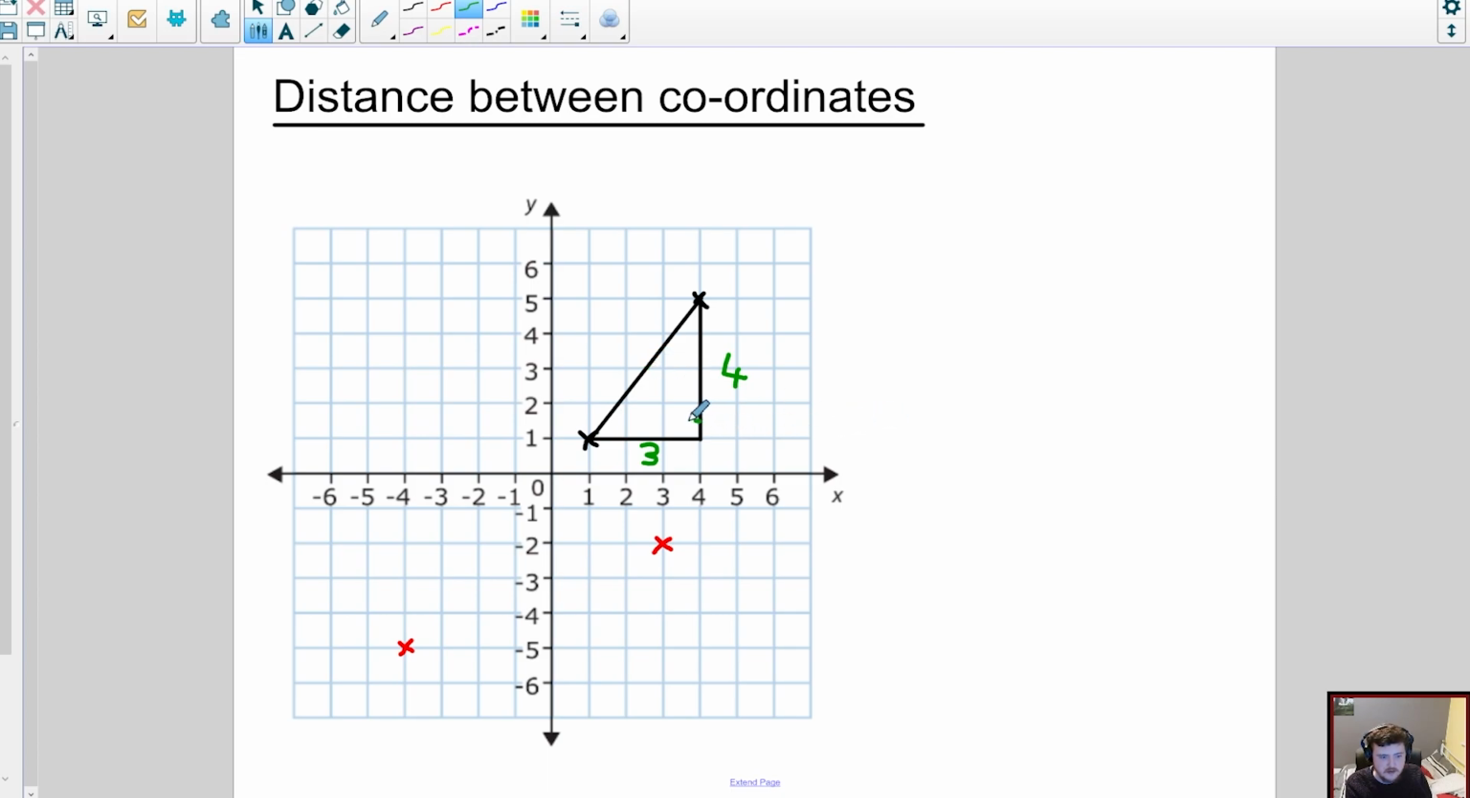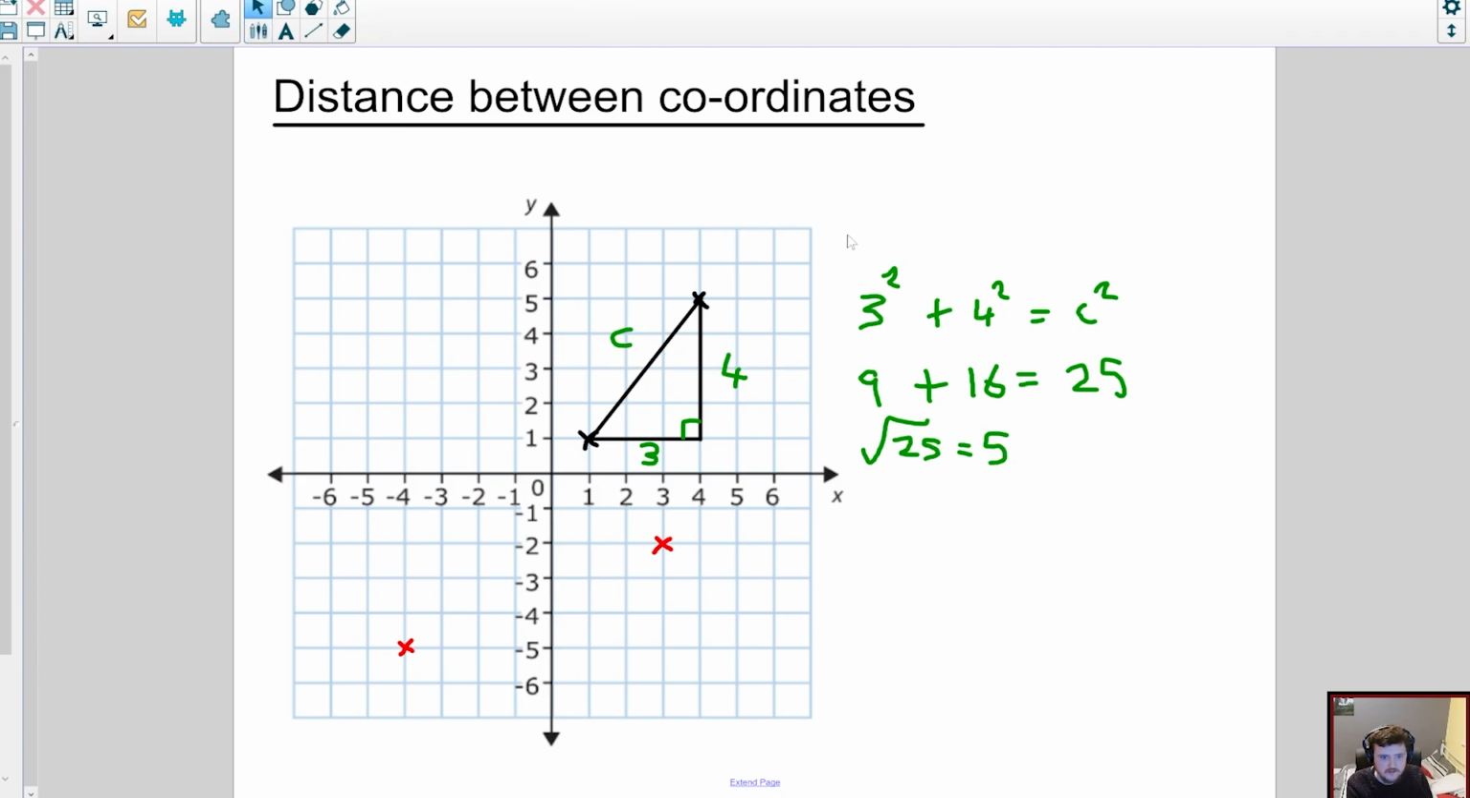We know this is a right angle because 2 straight lines have met at perpendicular, so we can work out the hypotenuse. So what we've got is a squared plus b squared equals c squared, which in this case is going to be 3 squared plus 4 squared equals, let's call it c. We don't know what it is, but it's going to be c squared. So this is going to be 9 add 16 equals 25. And so the root of 25 is going to be 5. And so our answer for c is 5.